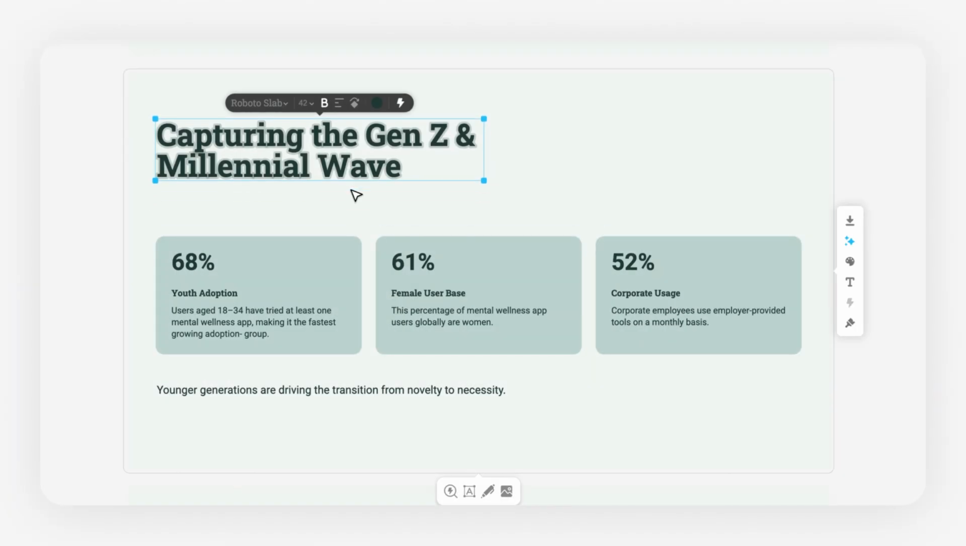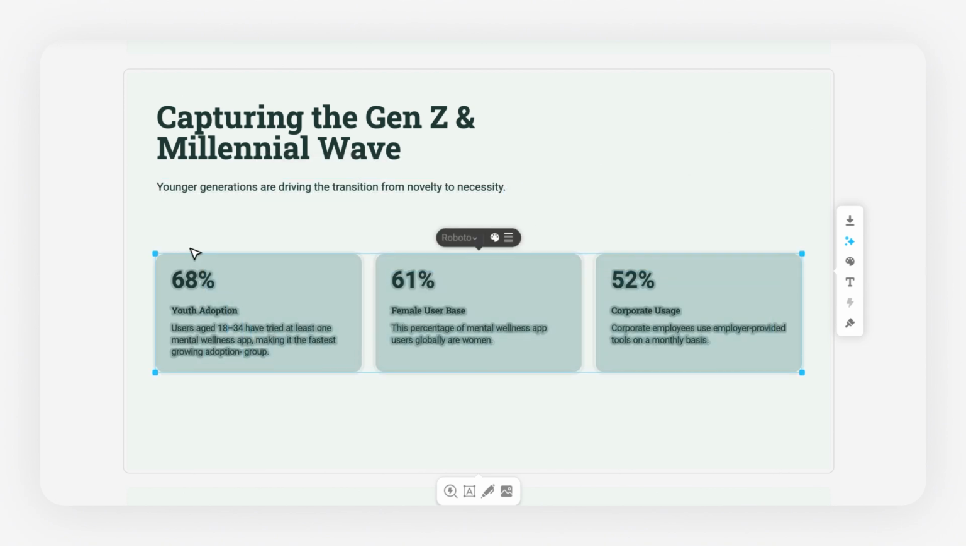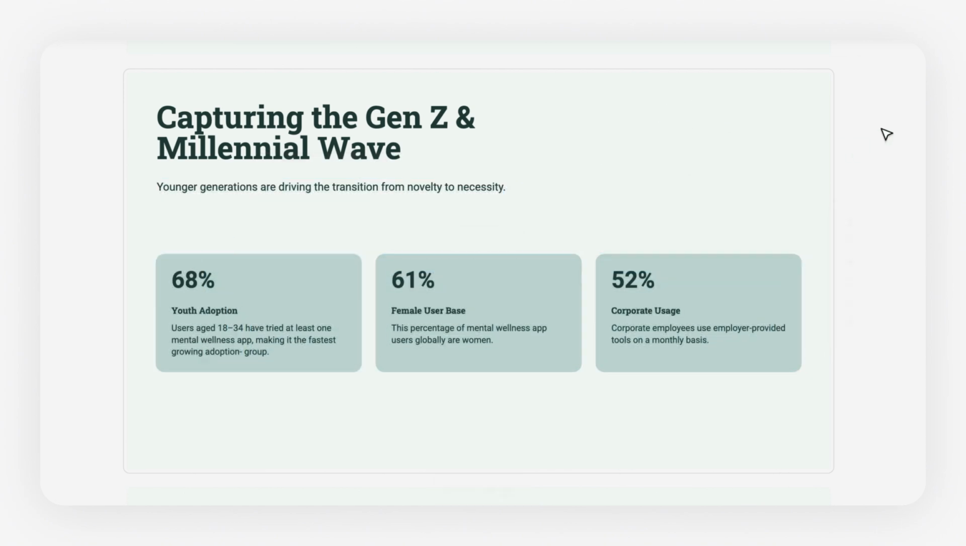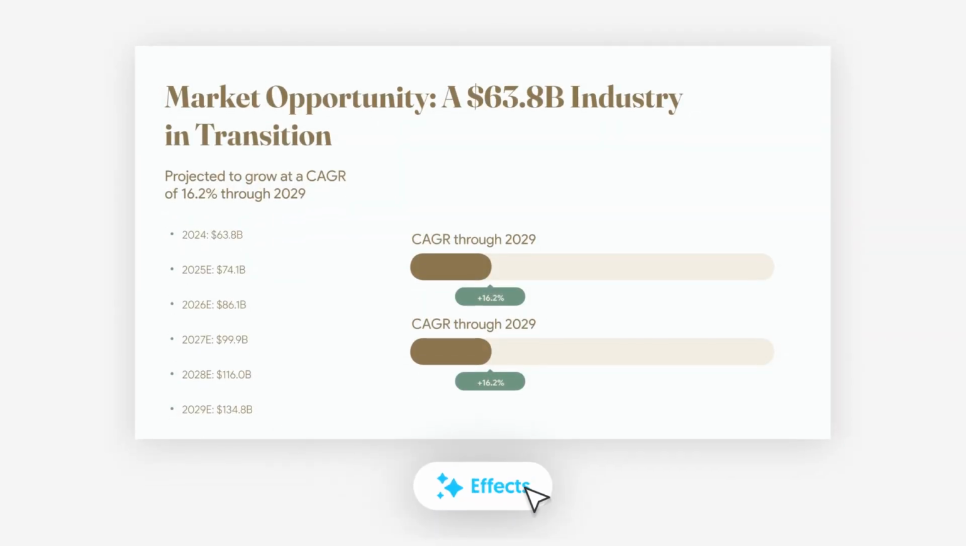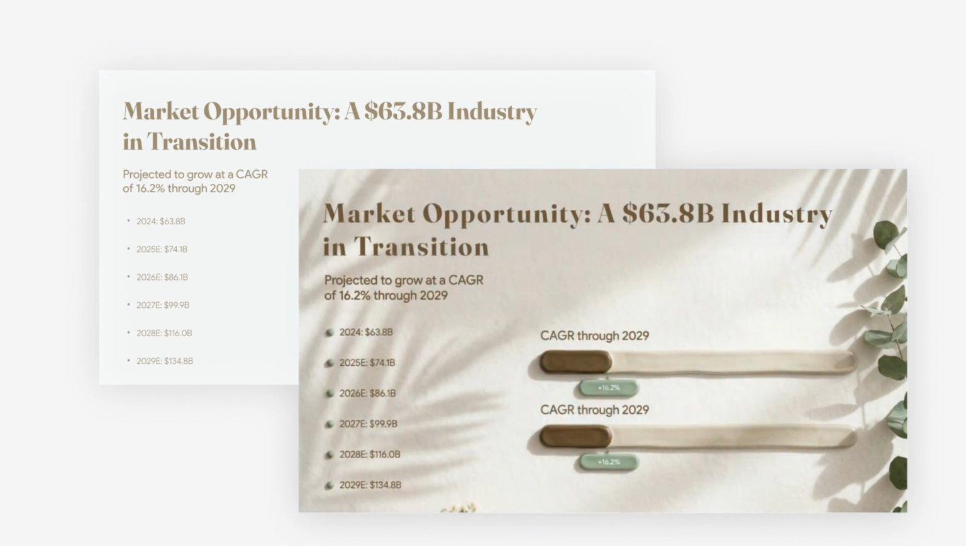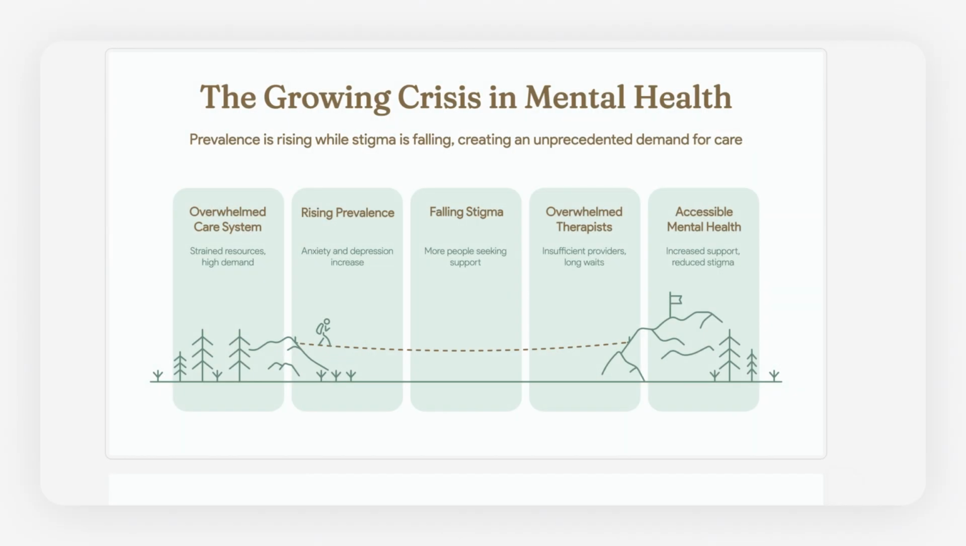In the last tutorial, we walked through how to edit your slides in Napkin. Now let's look at how to make your presentation truly stand out with effects. Effects transforms the entire visual feel of your presentation, while keeping your content and structure exactly as they are. Let's start with a single slide.